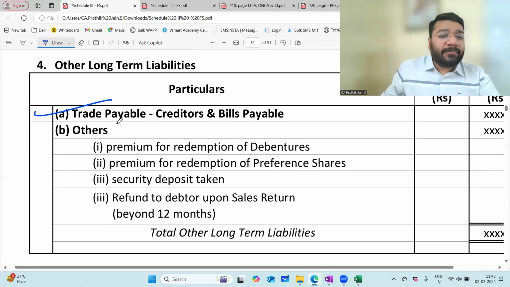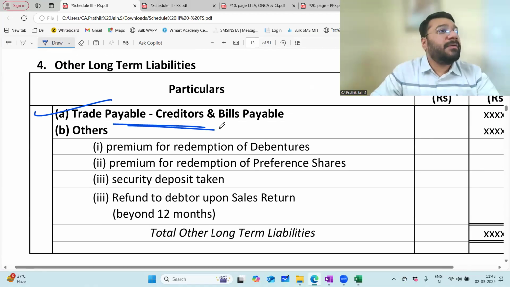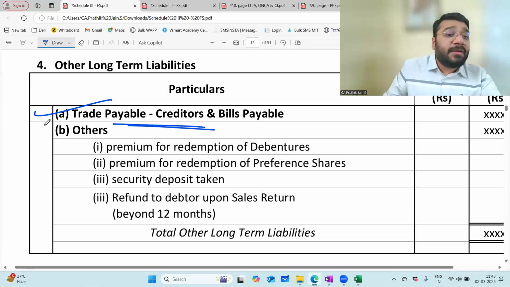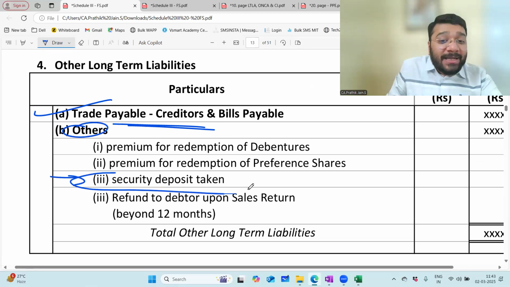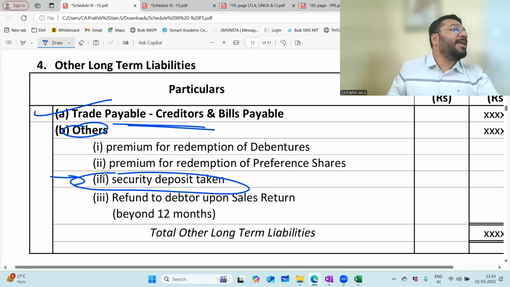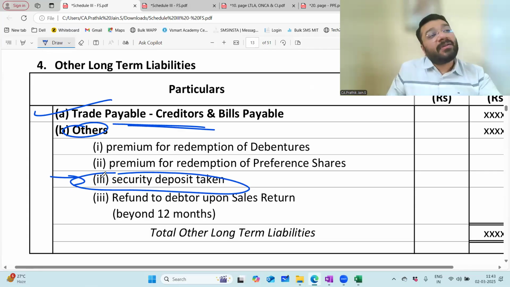In that, you have trade payable. Will I classify this as trade payable? No. We have to classify under others. Security deposit taken, you will classify there. Deposit under long-term borrowing is a loan. This one is a long-term borrowing deposit.